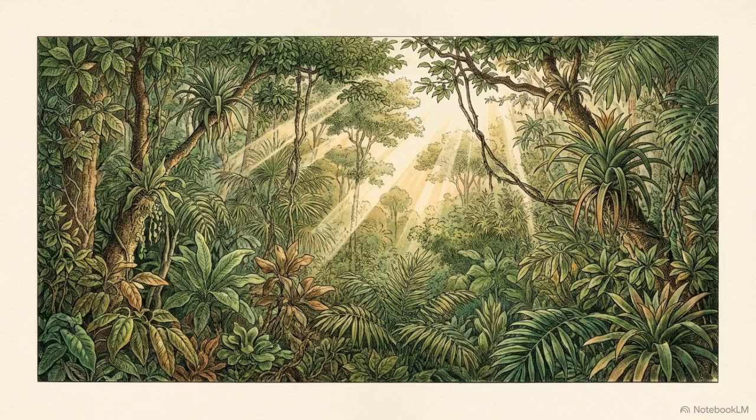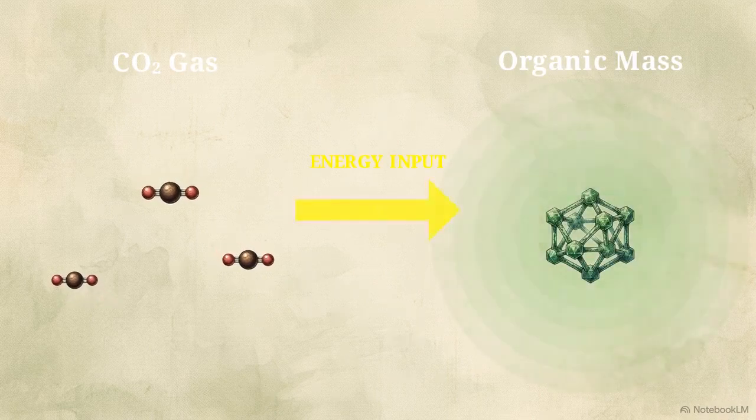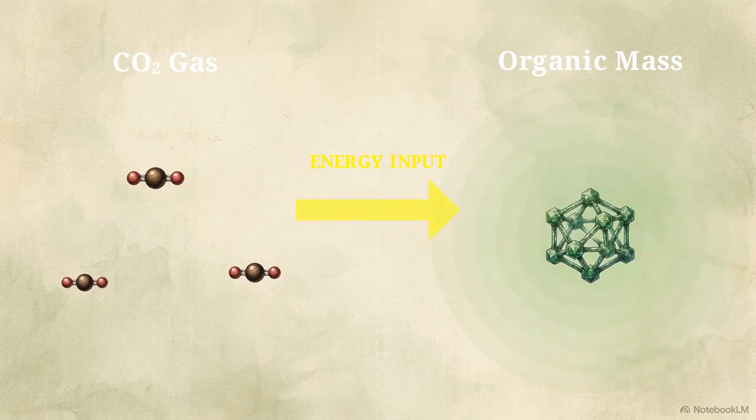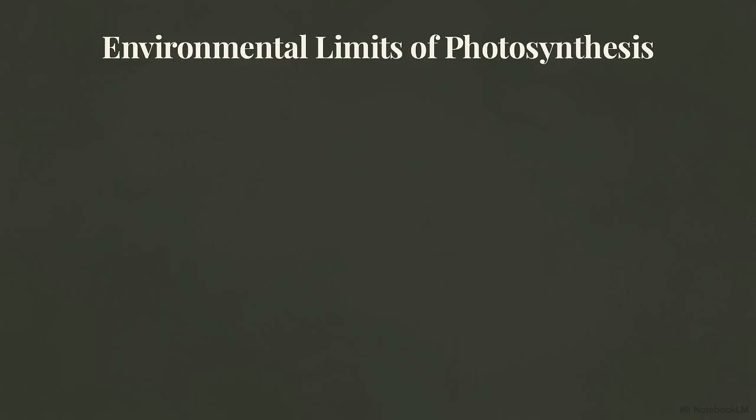Every living system runs on a thermodynamic deficit. Building complex organic mass out of a low-energy inorganic gas like carbon dioxide requires a massive, sustained input of energy. In plants, this conversion forms the chemical foundation of the global food chain. These four charts establish the strict environmental limits of this planetary engine.